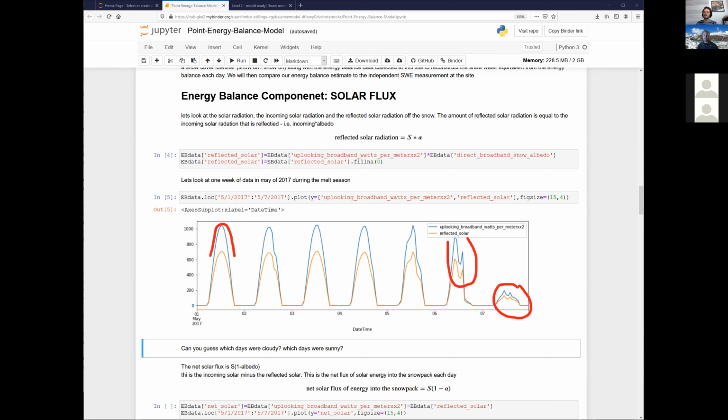So this first day here is a really sunny day. There's no clouds all day long. We have this perfect sinusoidal shape to the radiation coming into the snowpack. Whereas we can see on some of these other days, we have signals where there were probably some clouds that came in and affected the energy.